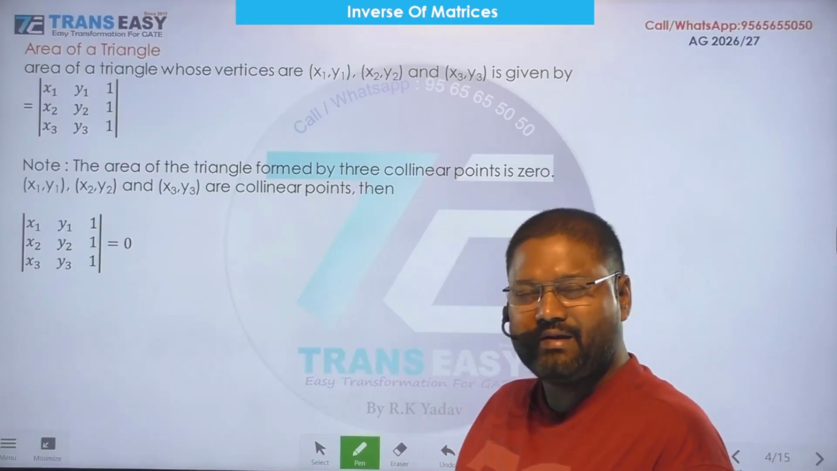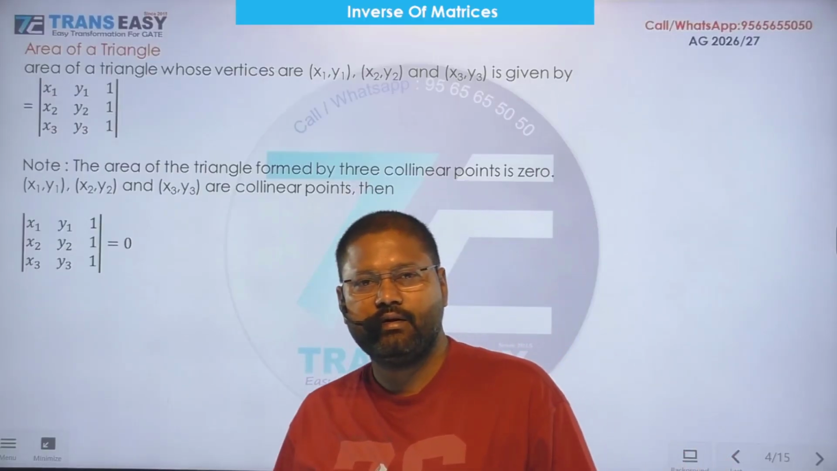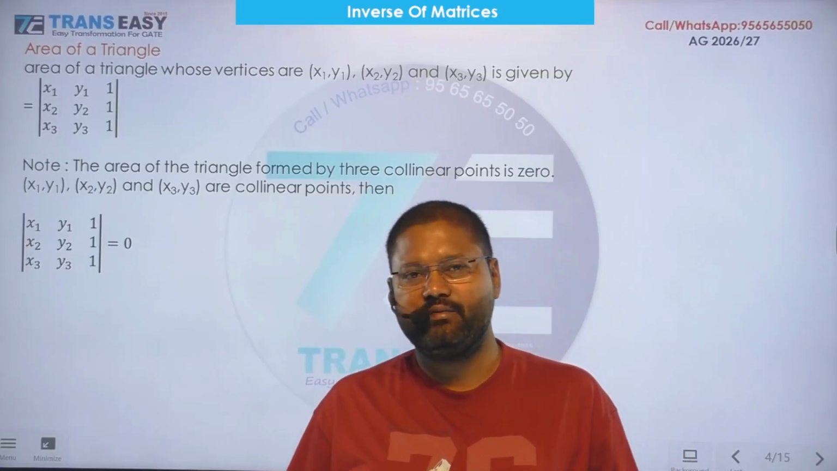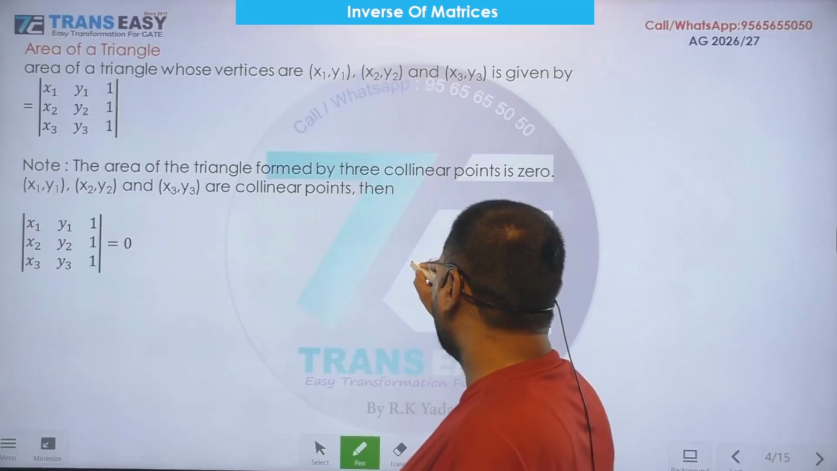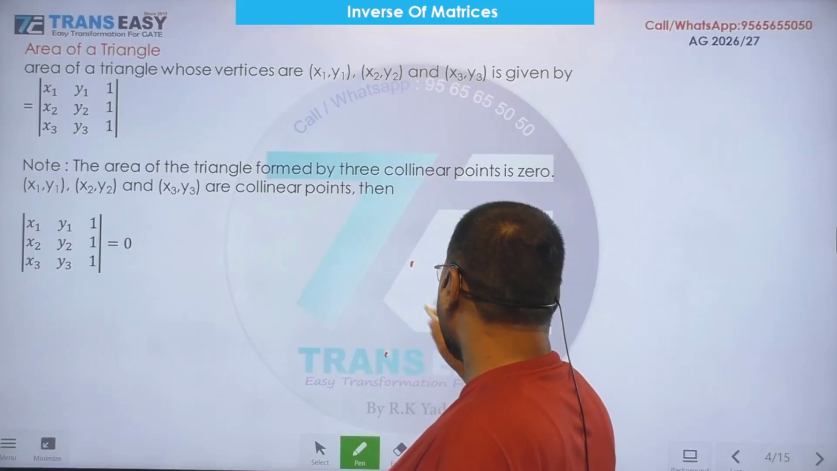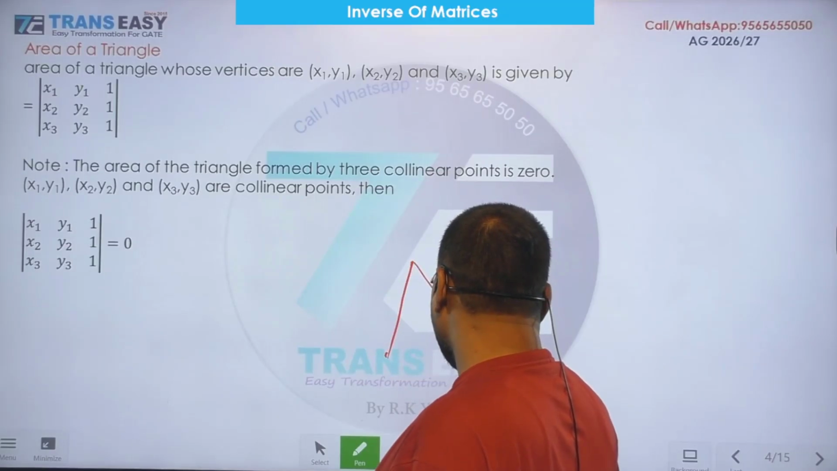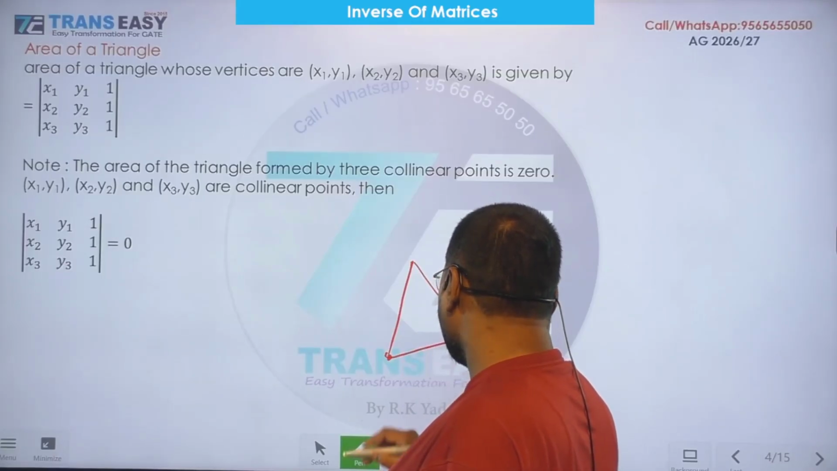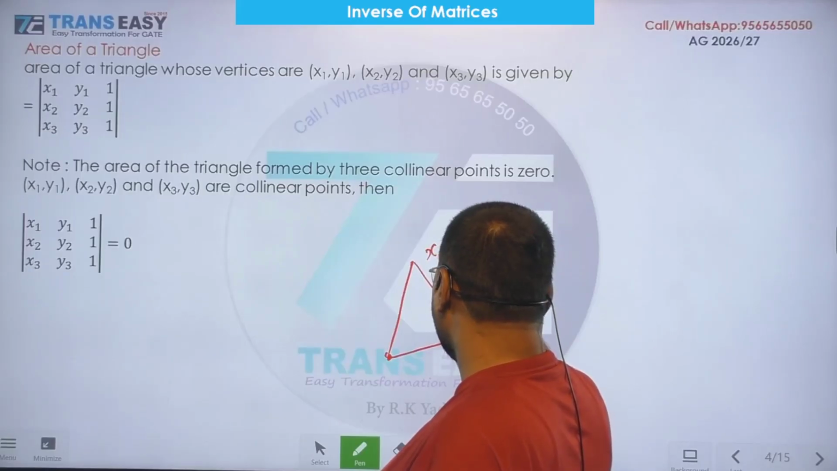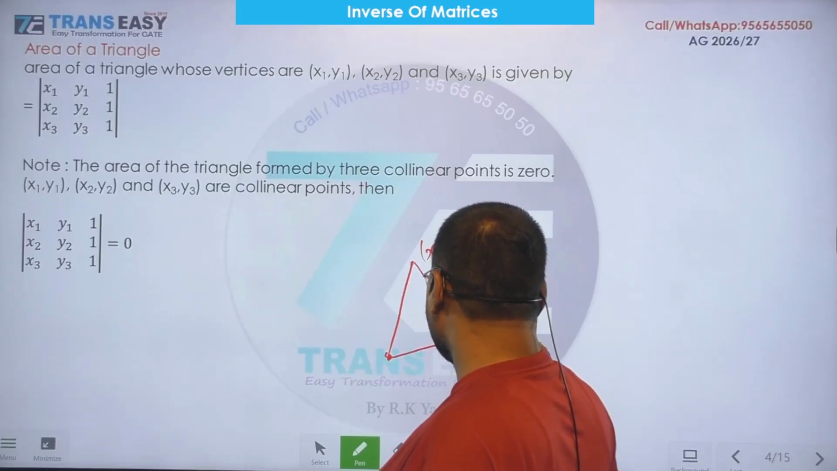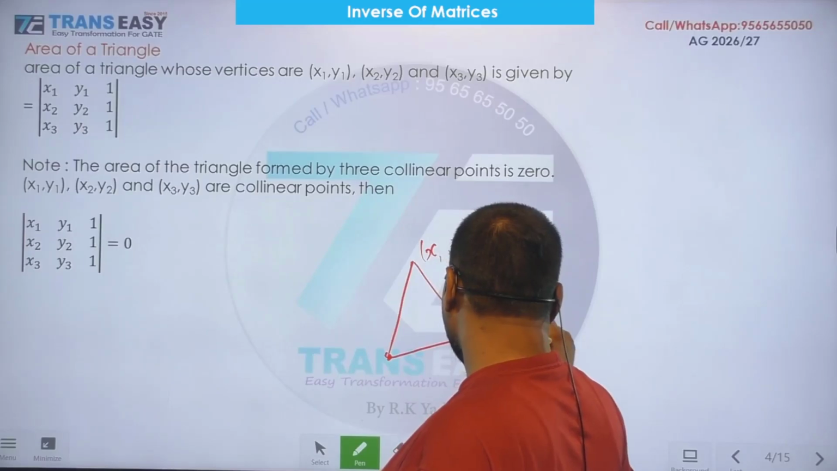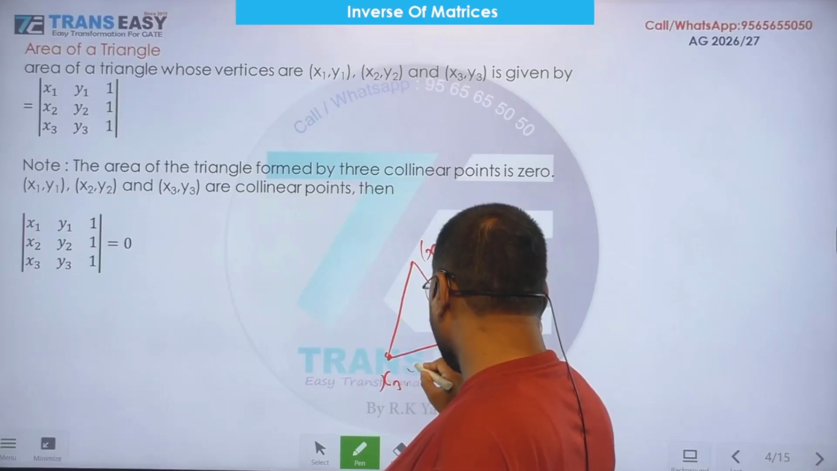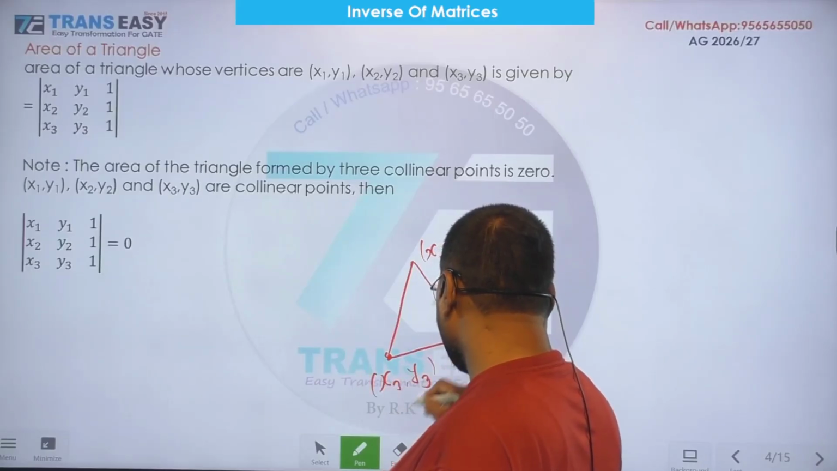We are going to find the area of a triangle whose vertices are given. This is a triangle formed by these 3 points: x1, y1, x2, y2, x3, y3.